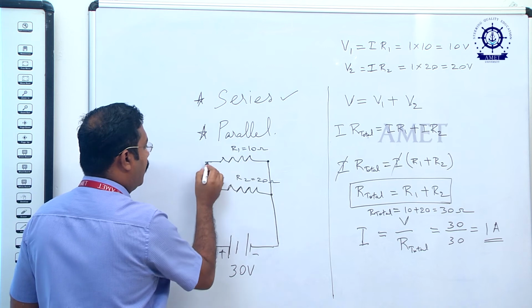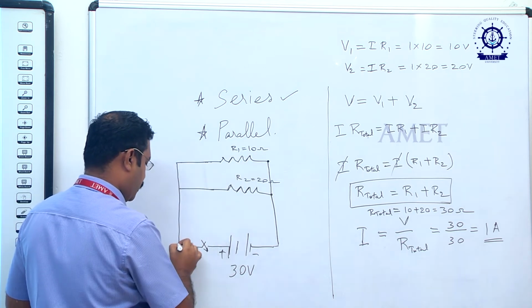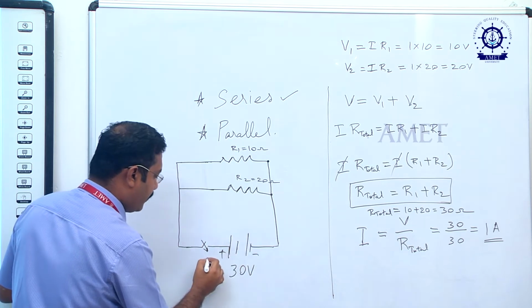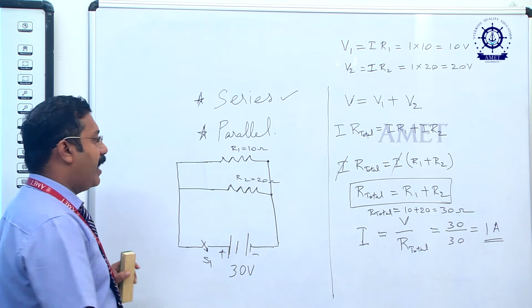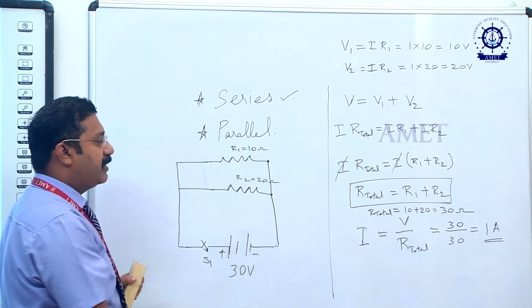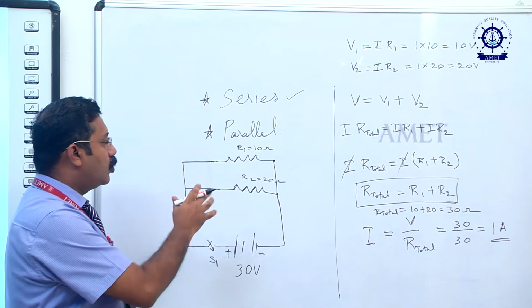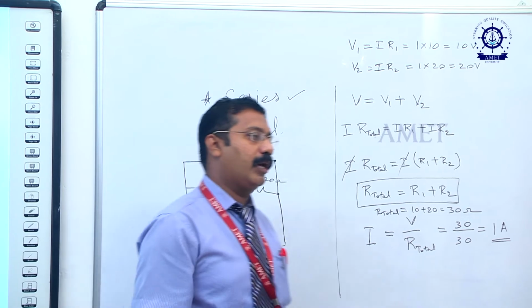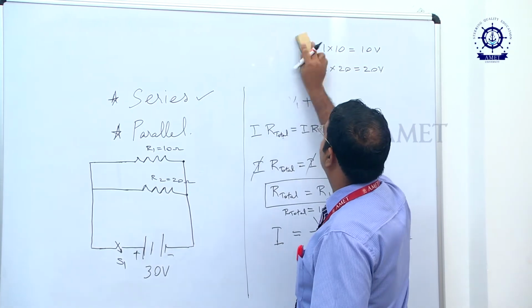you can draw a lengthy one so that it will be easy for us to visualize. Okay, I have a switch S1, I have a battery source of 30 volt, and I have two loads R1 and R2. See, this will be the diagram for parallel connection. Here two resistances or two electrical equipments are connected parallel to each other.